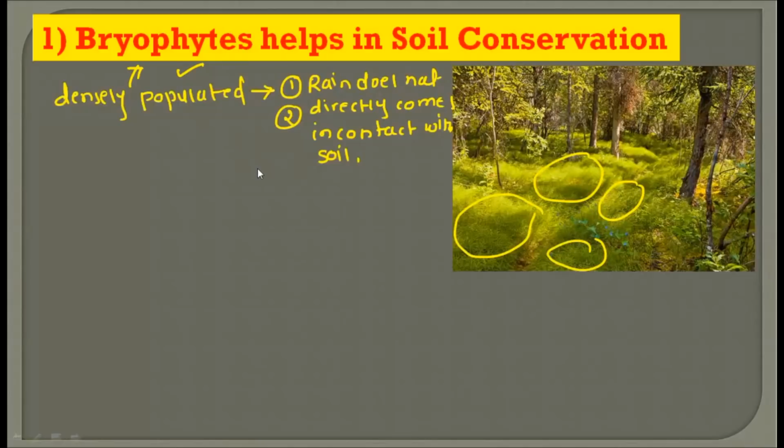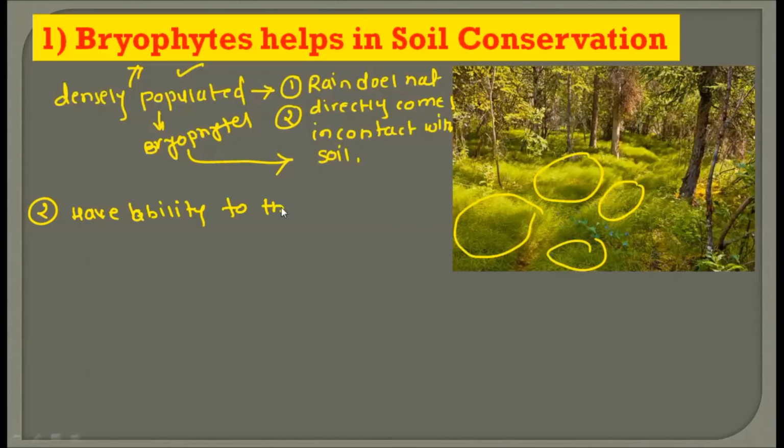To move the soil, that is the soil erosion, rain has to come directly in contact with the soil, right? But due to the presence of densely populated bryophytes, rain does not come directly in contact with soil, and in this way, the soil remains as it is. Furthermore, the second advantage of this cover is that these bryophytes have the ability to hold the water, and due to this, the water does not saturate in the soil, and that's why the runoff of soil is avoided.